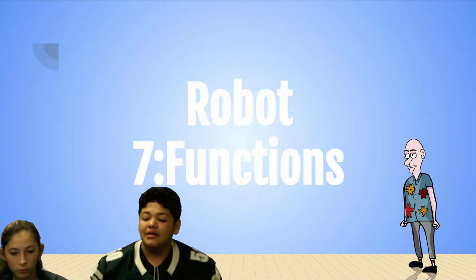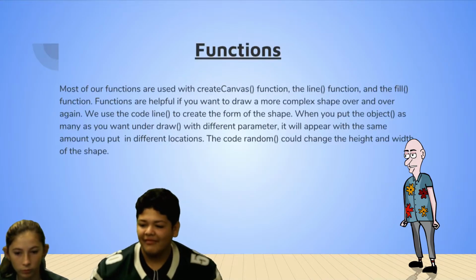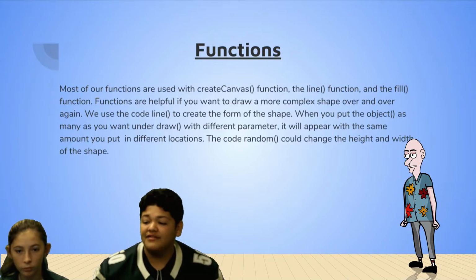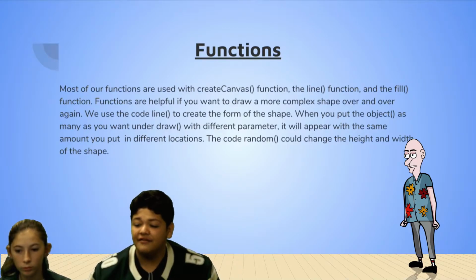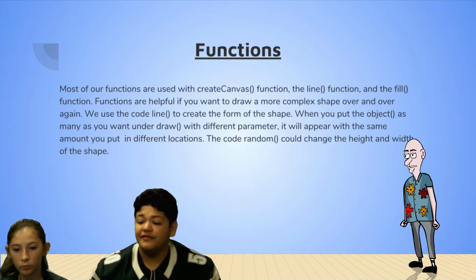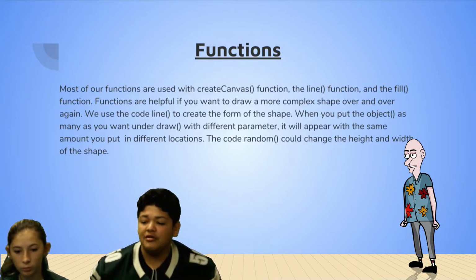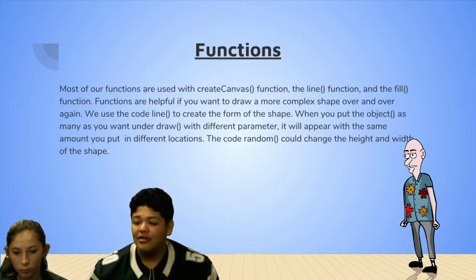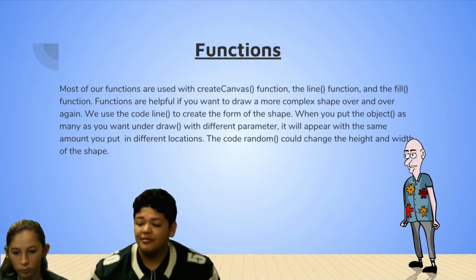Robot 7 was all about functions. Most of our functions are used with the create canvas function, the line function, and the fill function. Functions are helpful if you want to draw more complex shapes over and over. We use this line of code to create the form of the shape. When you put in as many objects as you want to draw with different parameters, they will appear in different locations.